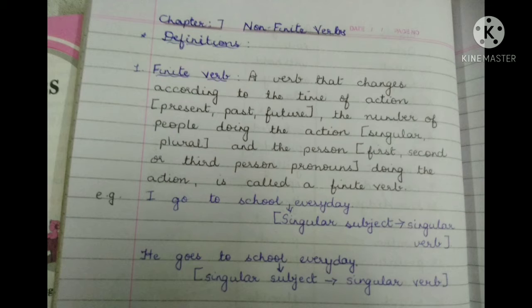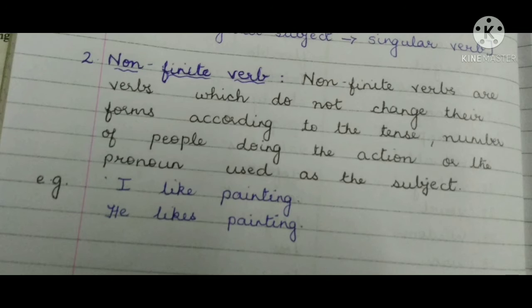So let us see the example where we are given two sentences where we could easily see how the verb changes. I go to school every day. So here the subject also is singular, I, and go is the verb which is in the singular form. Now the person changes. He goes to school every day. So when it becomes he from I, the verb changes to goes from go. So this is how the verb changes, and that type of verb is a finite verb.